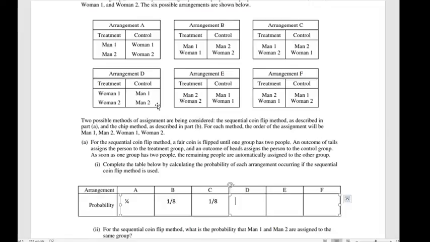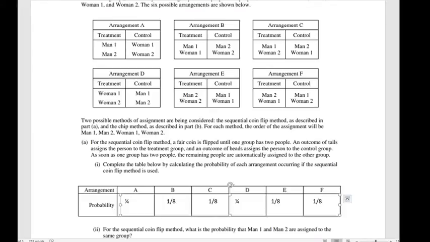All right. Arrangement D. 1/2 for man 1, 1/2 for man 2, and the rest get filled in, so that's going to be 1/4. Then arrangement E, that's going to be 1/2 for man 1, 1/2 for man 2, 1/2 for woman 1, so that's a probability of 1/8. And last but not least, part F, 1/2 for man 1, 1/2 for man 2, 1/2 for woman 1, and woman 2 gets assigned there.